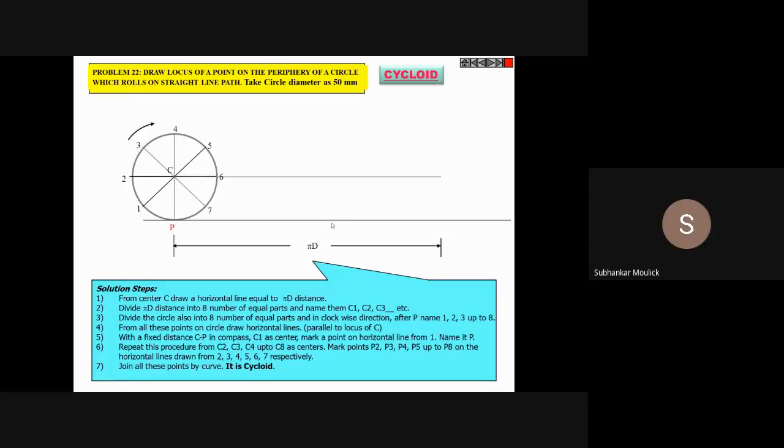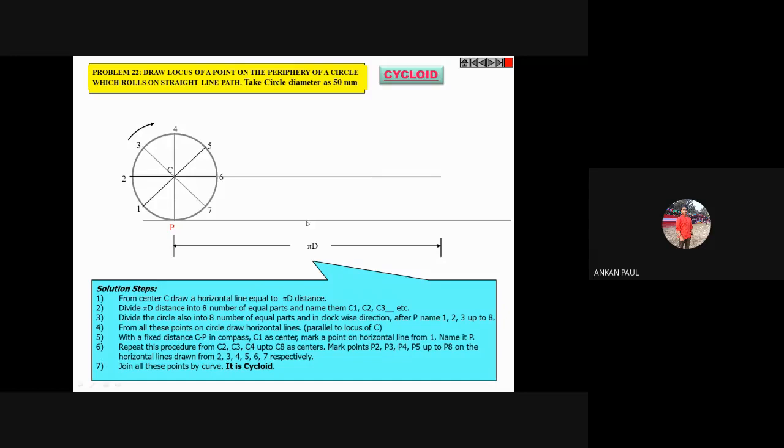What is the motive for which I have drawn this central line? Sir, to keep the center on that line. Yes, because when the circle is rotated, say for 45 degrees, 90 degrees, 120, 125 degrees, the center point of the circle will lie on this central line. Yes or no? Yes, sir.